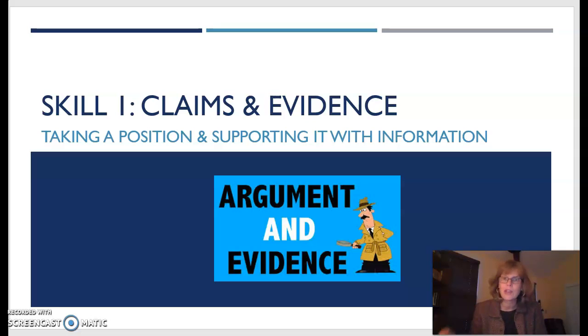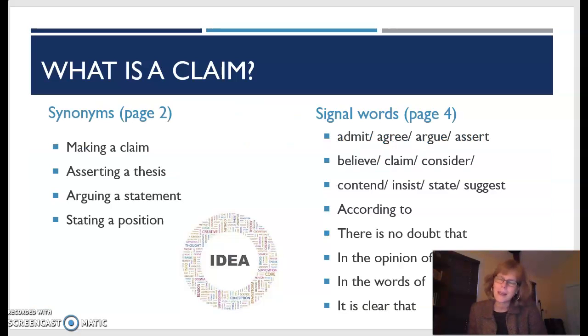When I look at page 2 in your book, I find some synonyms for the word claim, right? If I look in that white box at the top of page 2, I can see that they talk to me about making a claim, asserting a thesis, arguing a statement, stating a position. They use all of those expressions to mean the same thing, right? To talk about making a claim.